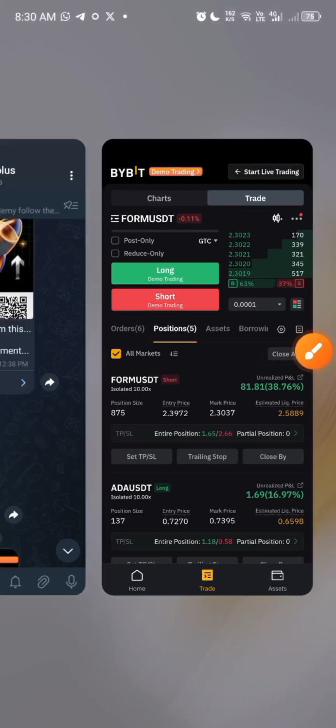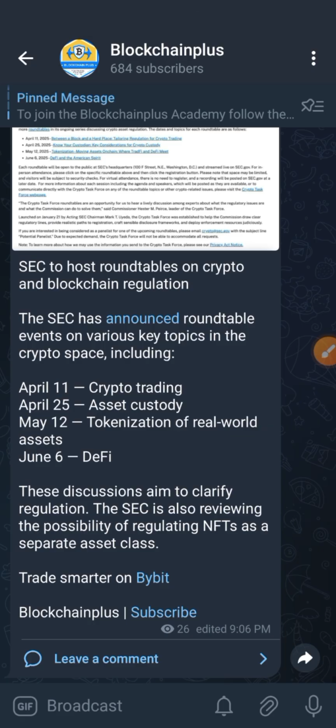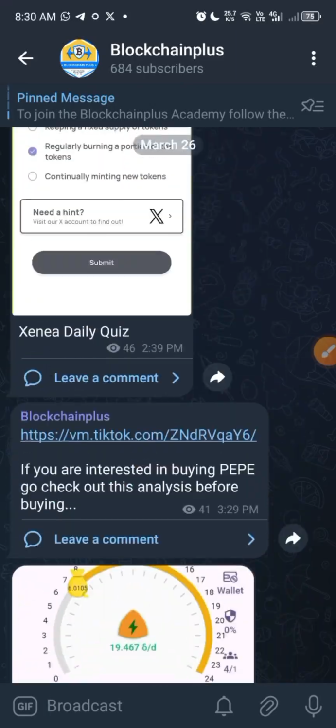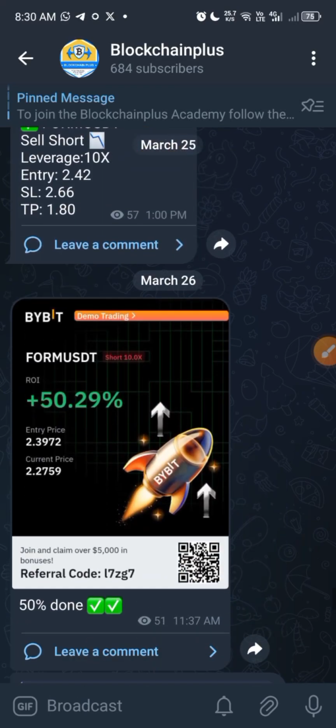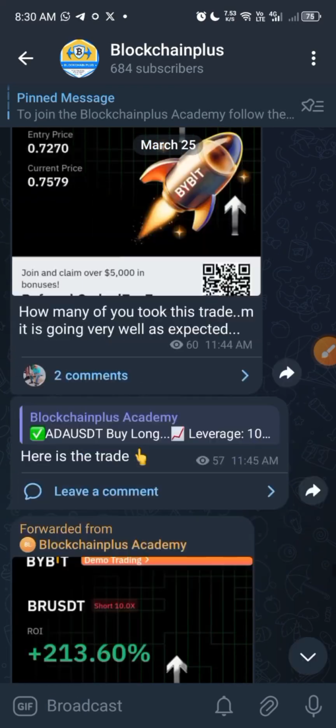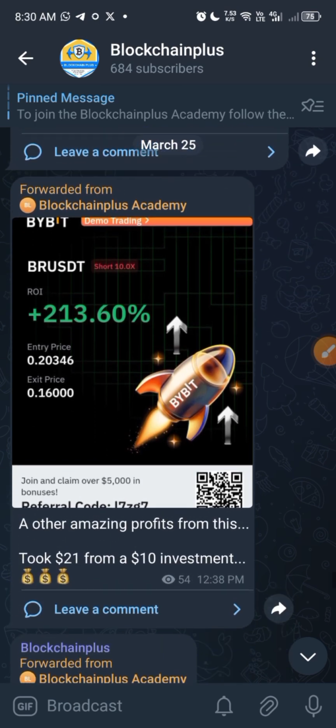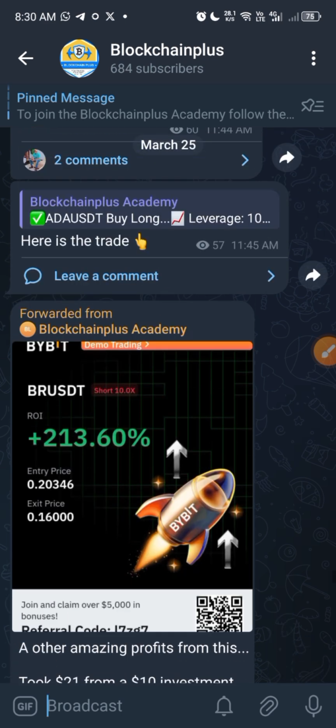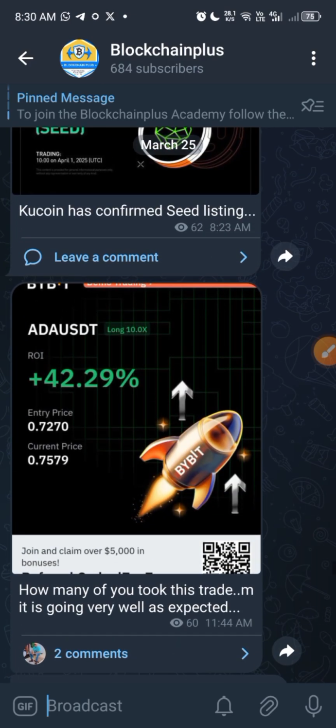Now let's go back to see how you actually buy long. So I've shown you for short. So let me see if I posted any trade here for us to buy long. Okay, this one actually did madly. You can see this one I took with $10, I made $21 from this particular one. So that one did very, very well.